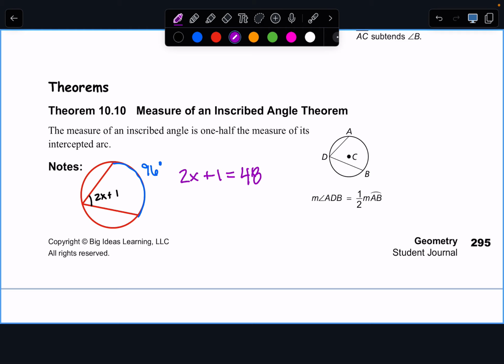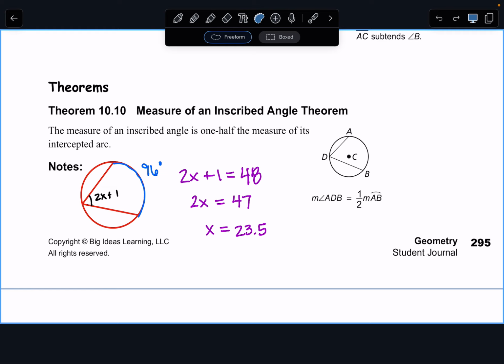So 2x equals 47, which means x equals 23.5.